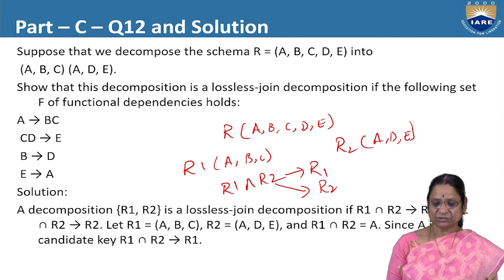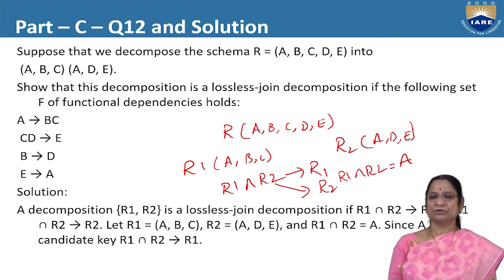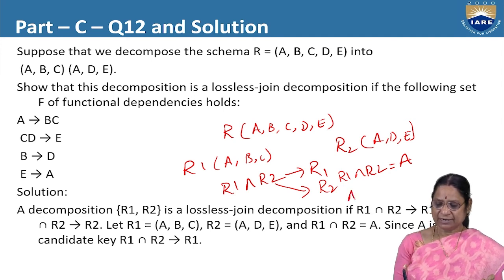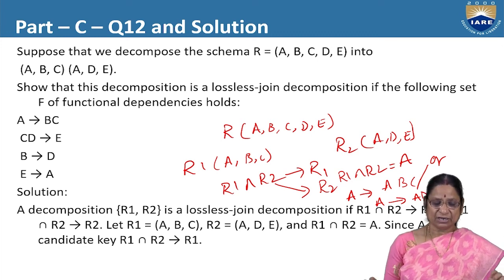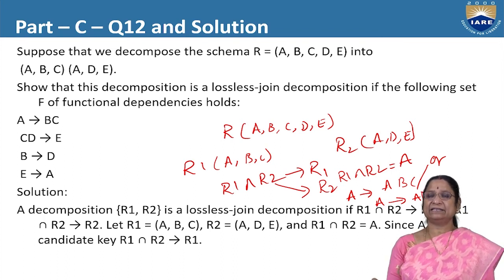What is R1 intersection R2? The intersection of R1 and R2 is A. So what am I supposed to consider? A determines R1, meaning ABC, or A determines R2, meaning ADE. If either of these two functional dependencies holds good, then we can say our decomposition is a lossless join decomposition. That is, if A is a candidate key, then it's okay for us.